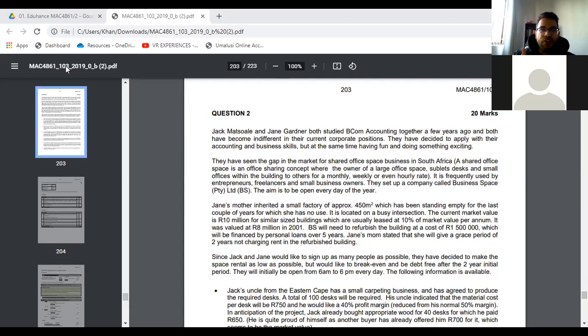Other stuff to consider: you must always look for opportunity cost. Remember, what's an opportunity cost? It is the best alternative foregone.